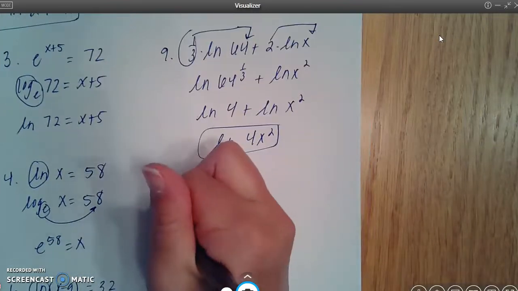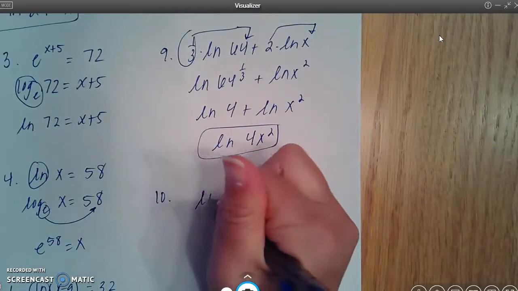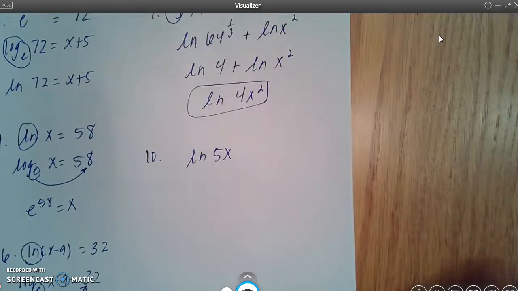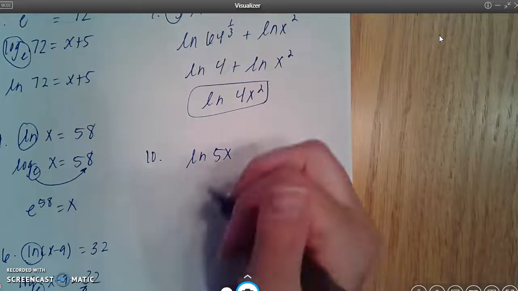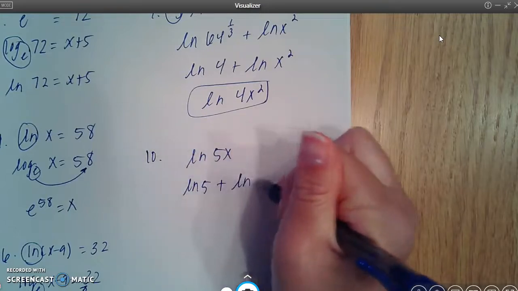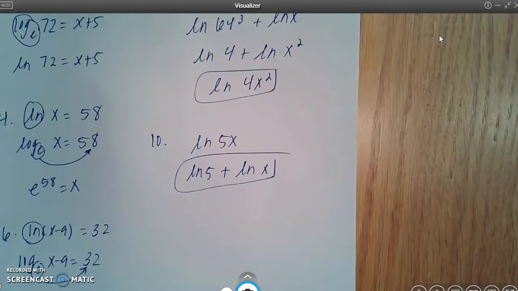Okay, number 10, they want you to go through and expand it. That means we have natural log of 5x. They want you to go from 1 natural log to multiple natural logs. Okay, so when there's multiplication, you can rewrite this as addition, and you would get natural log of 5 plus natural log of x.